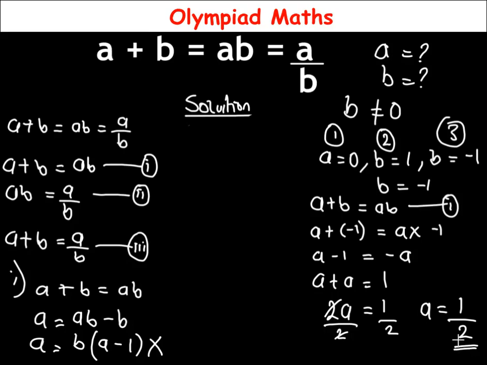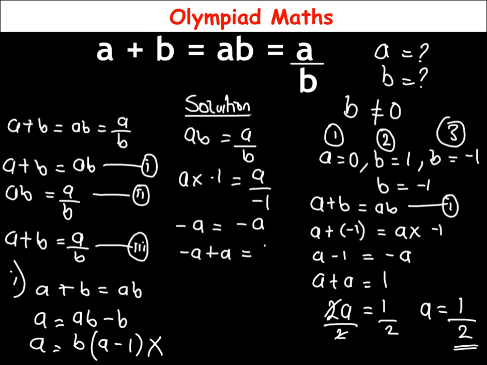Okay, good. Now let's also put in the value of b as minus 1 into equation 2. So equation 2 is ab is equal to a over b. Now when b is equal to minus 1, a times minus 1 is equal to a over minus 1. A times minus 1 is minus a, which equals a over minus 1, which is minus a. Then collect like terms, this crosses over, minus a plus a is equal to 0. Okay, 0 equals 0. This can give us the solution for that.